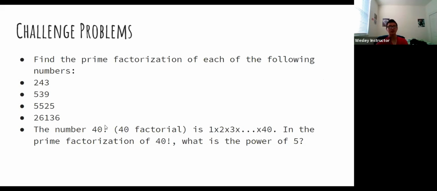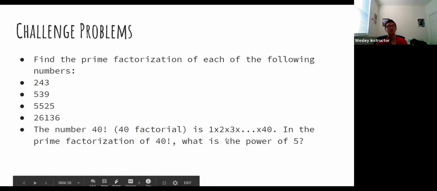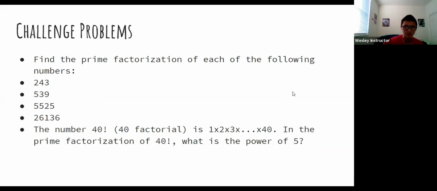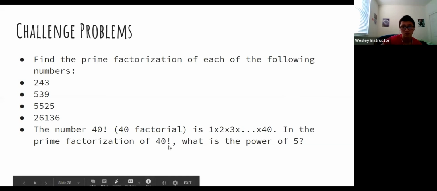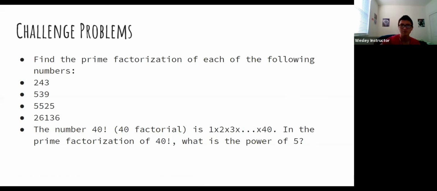You might have seen this exclamation point in math. That doesn't mean you shout 40. That actually means you multiply all the numbers up to 40. So if it's 40 factorial, then it's 1 times 2 times 3 all the way to 40. So when you write math problems, try not to use exclamation points because we actually use those in math. So in the prime factorization of 40 factorial, what is the power of 5? Is it 5 to the 1st, 5 to the 2nd, 5 to the 100? It's not.